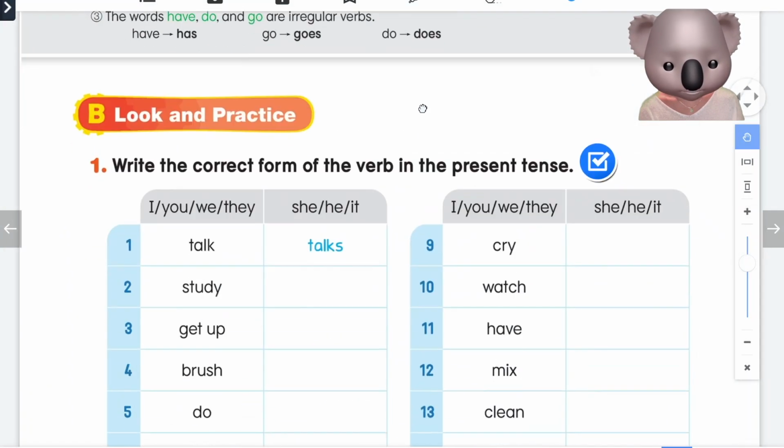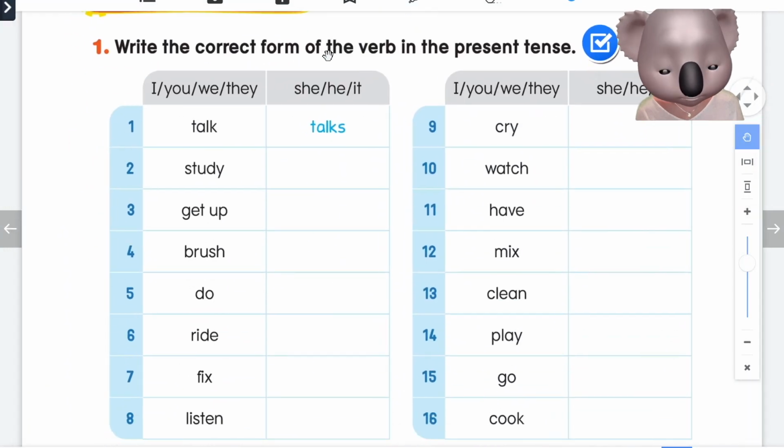On page 34, the directions say to write the correct form of the verb in the present tense. Remember, for I, you, we, and they, the verbs stay the same. For the third person singular, she, he, it, we need to add s 또는 es 또는 change the y to ies. Let's look. Number 1, talk, talks.